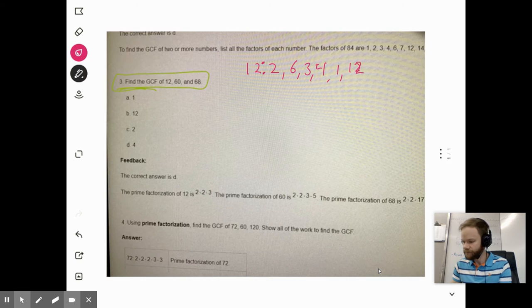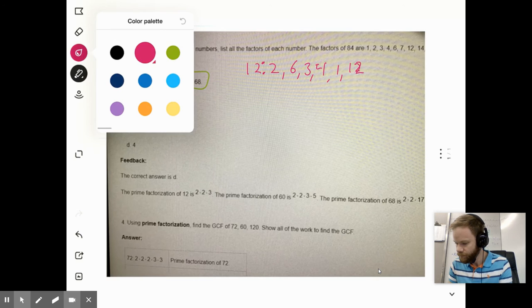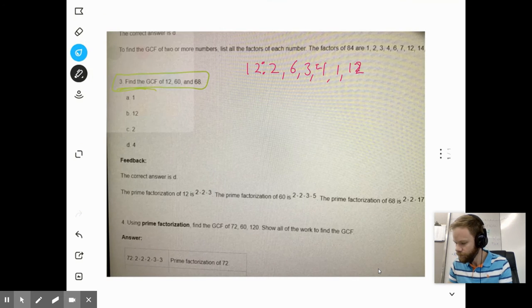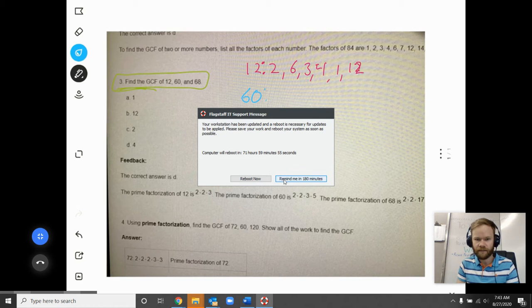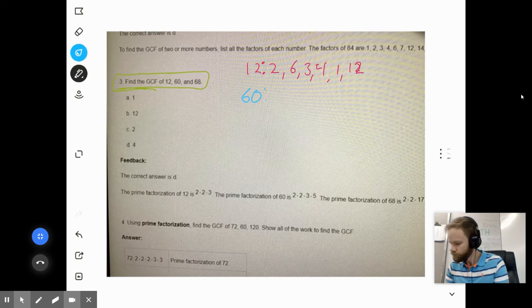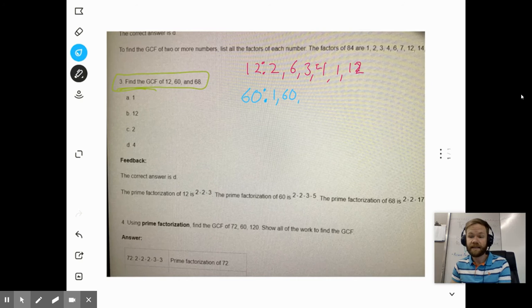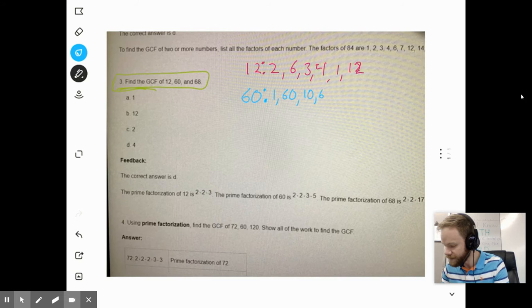Okay, there we go. 60 is going to be a little bit more difficult. Okay, we've got 60 here. Let's start with just 1 and itself. I also know that 60 is a multiple of 10 because 10, 20, 30, 40, 50, 60. So 10, and you would multiply 10 by 6 to get 60. So 6 is another factor.